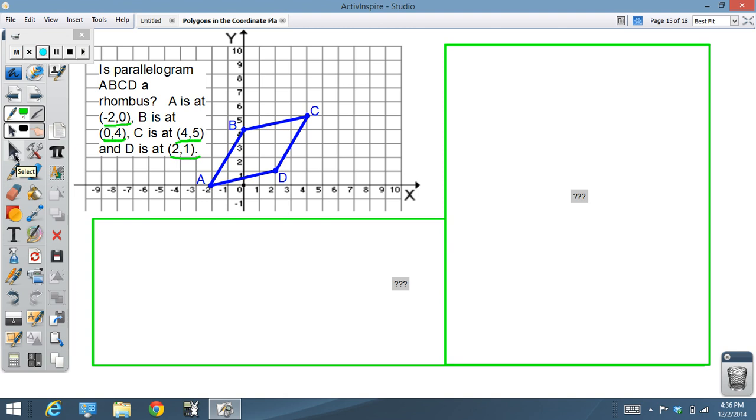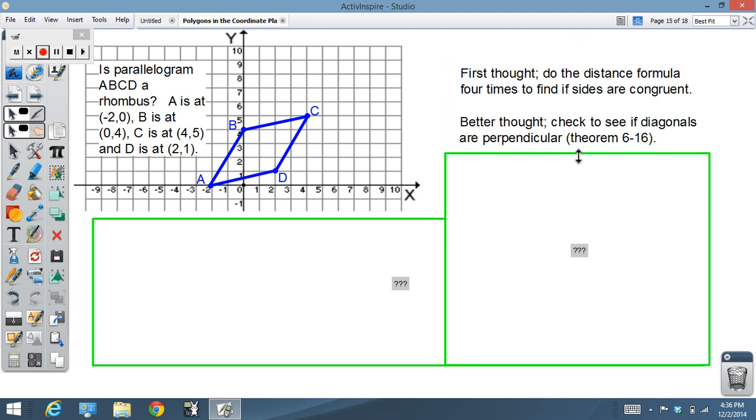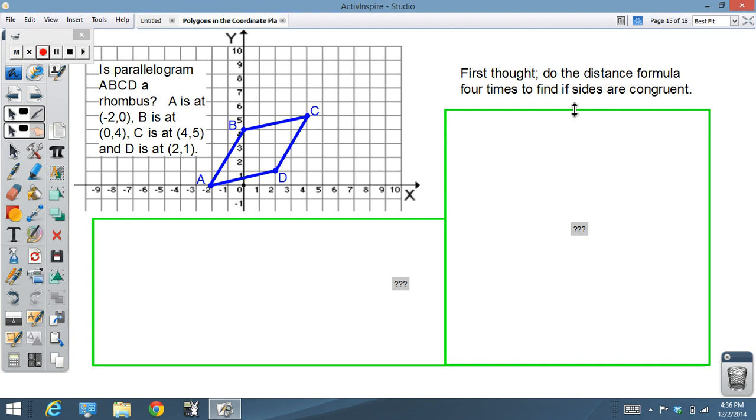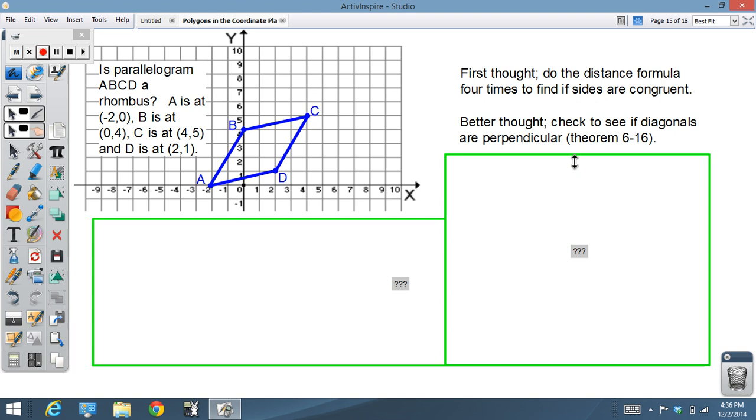So how are we going to go about figuring out whether we've got a rhombus here? Think about it. Pause it if you need to. Come up with your ideas, and then I'll share with you mine. Ready? My first thought: distance formula. I could do that 4 times like we did on the triangle problem, where we did it 3 times, and find out if those sides are congruent. And if they are, obviously we will have a rhombus, right?